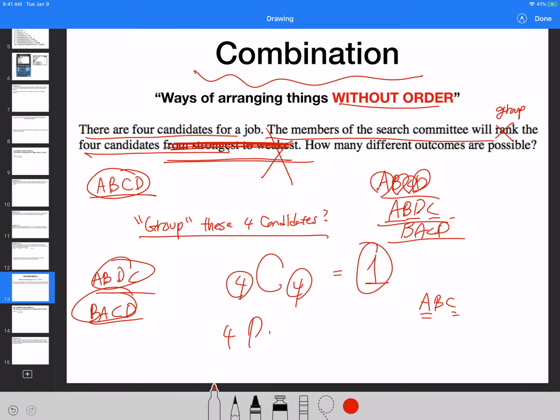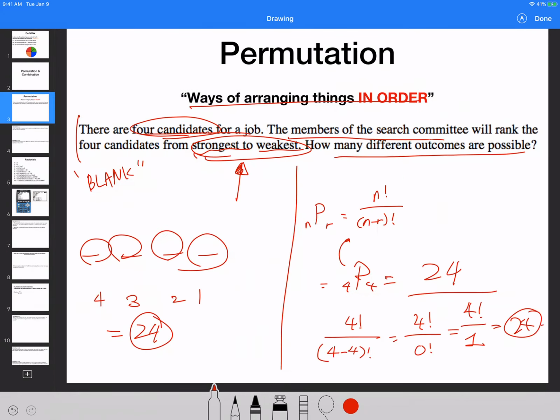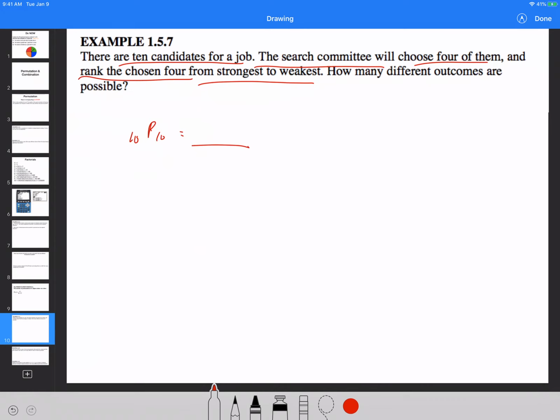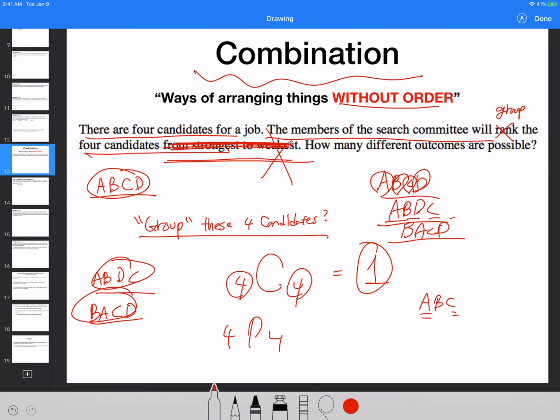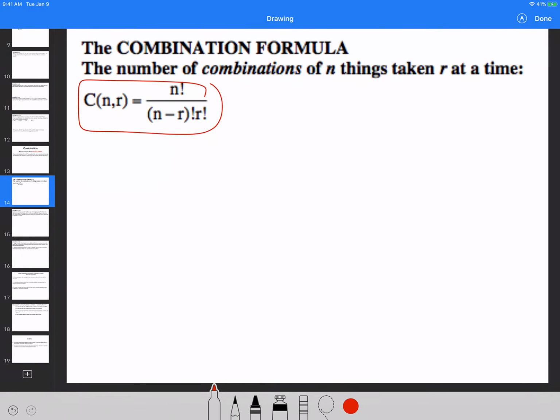If I did 4P4, which was the answer to this question back in the beginning, I have 24 different ways in which I can arrange 4 people in 4 different spots. But if we're talking about combinations, notice how there's only one way to do so. Now here, this is the combination formula. You will notice that it's only the permutation formula with the exception of this r factorial.